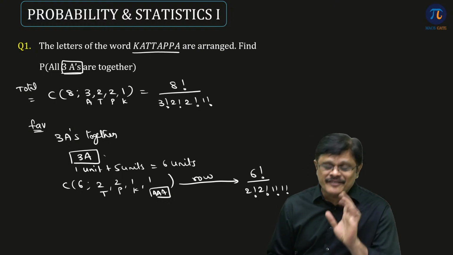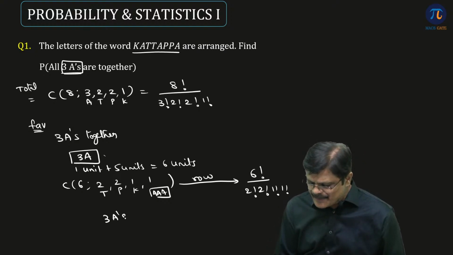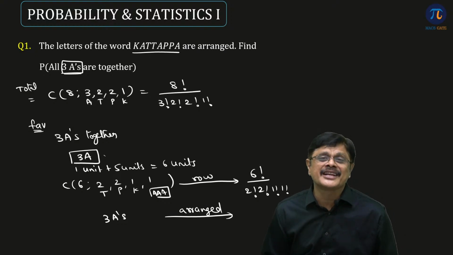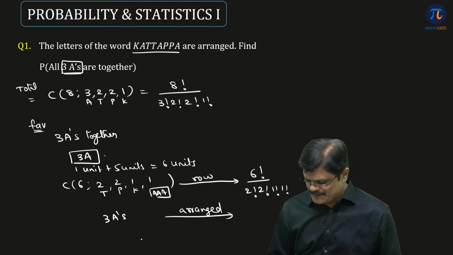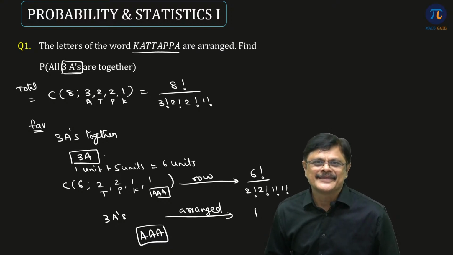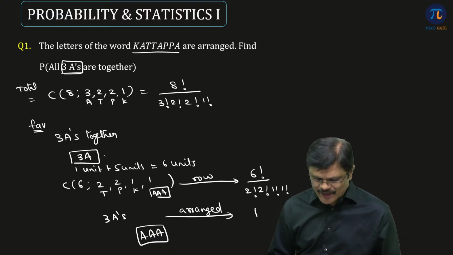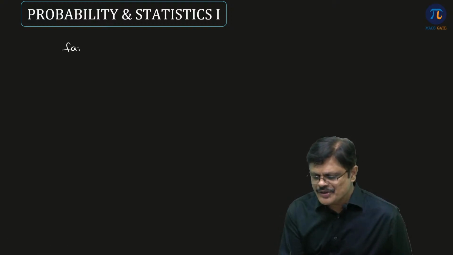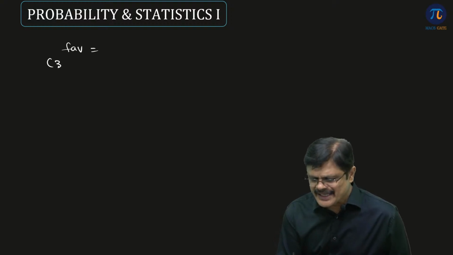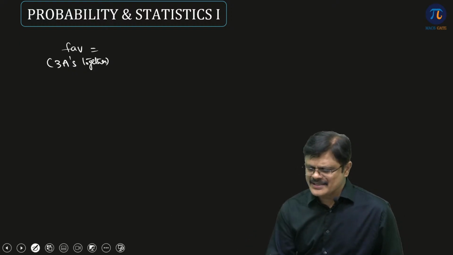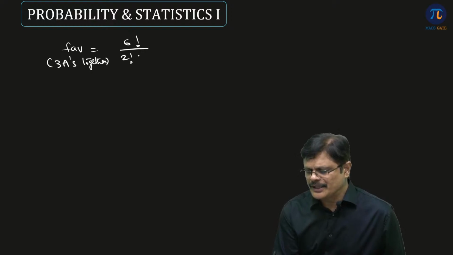And for each of these arrangements, in how many ways can the 3 A's be arranged? When the A's are the same, they can be arranged in only one way. So what about the favorable situation, my dear friends? The favorable situation is 3 A's together. Simply this into 1, that is 6 factorial by 2 factorial into 2 factorial.